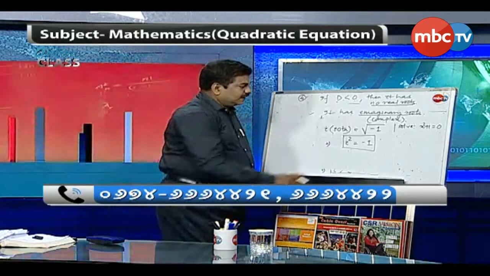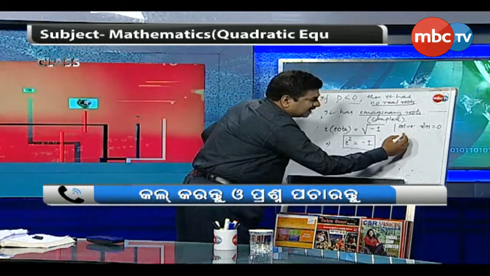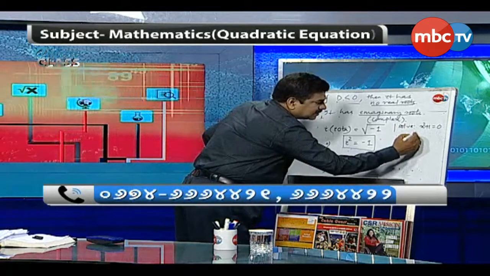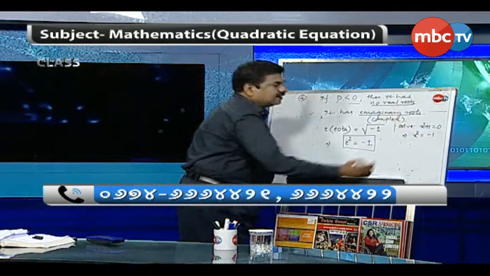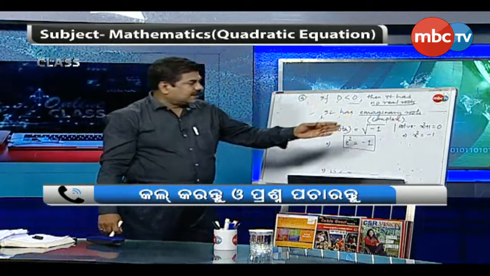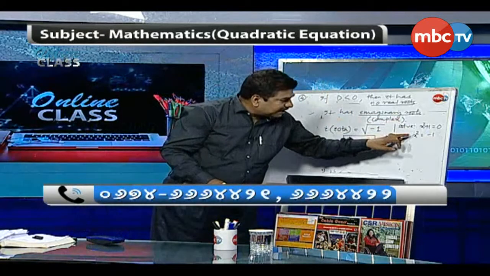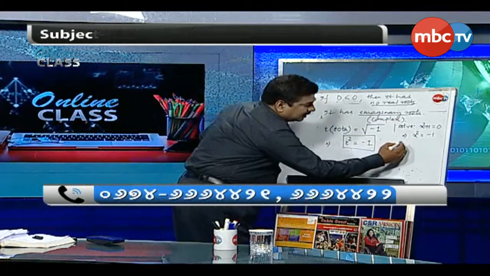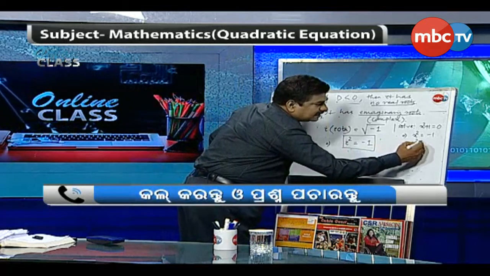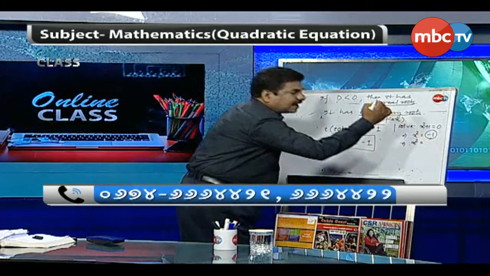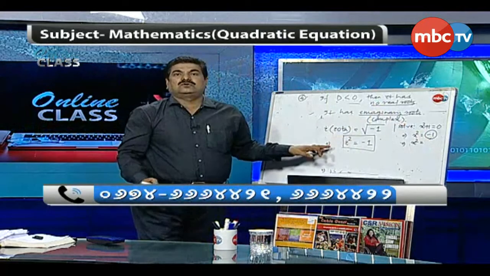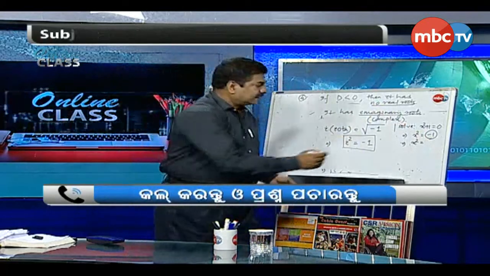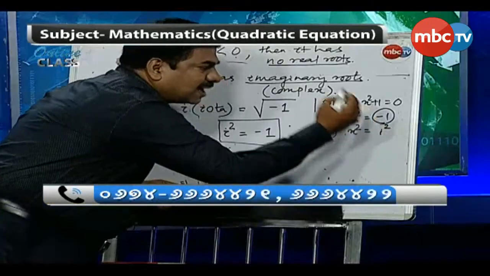Okay, here you see one example. If x square plus 1 equals 0, here you see x square is equal to minus 1. So this is a quadratic equation, so it has two roots. If x square is equal to minus 1, we can write this minus 1 as i square. That means this value is equal to i square.